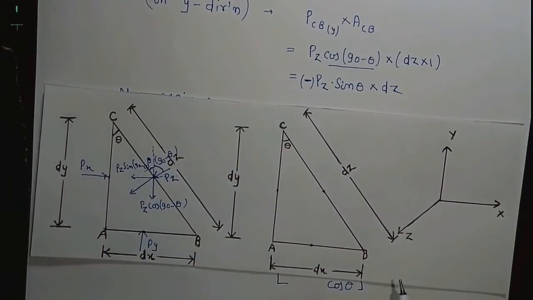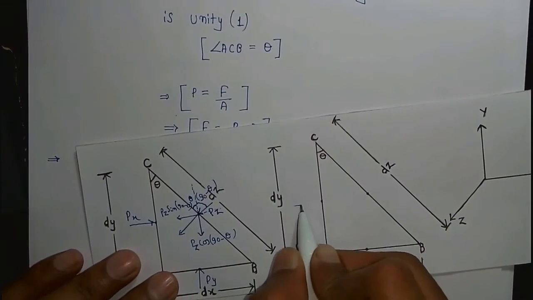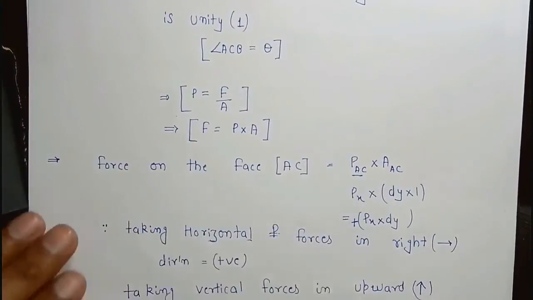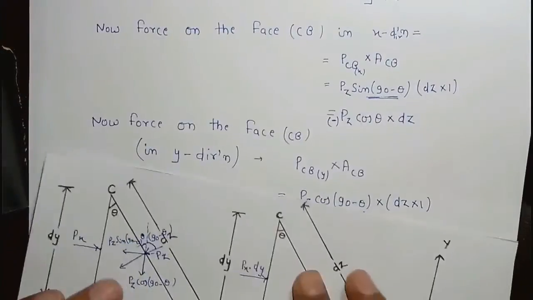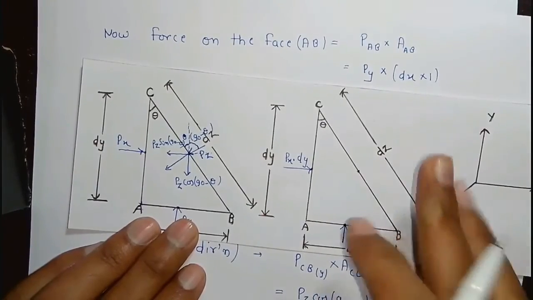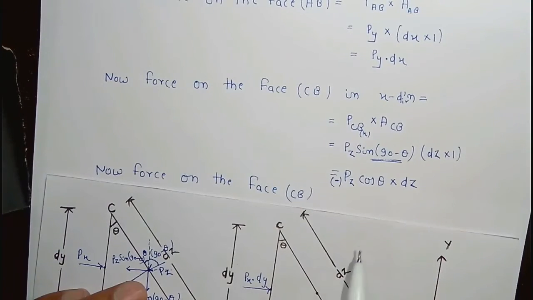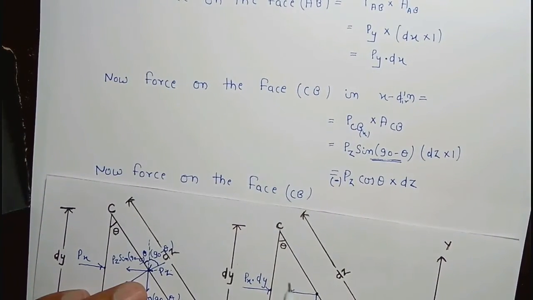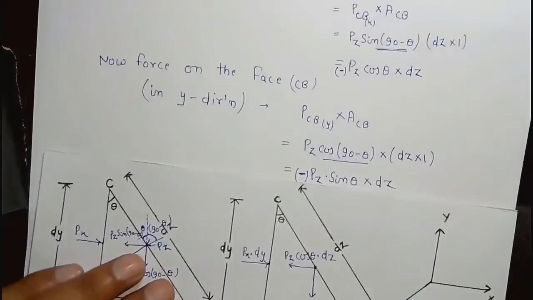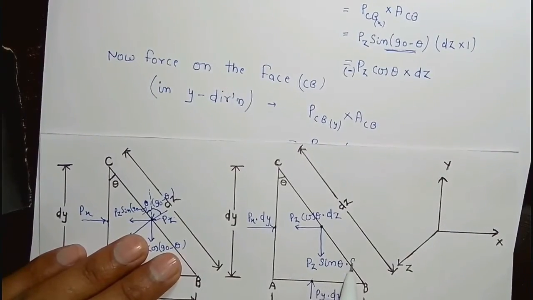Now for forces, force on face AC is Px dot dy, and force on face AB is Py dot dx. The force on face CB in x direction, because it is negative, will be in left direction, so Pz cos theta dot dz, and in y direction, because it is negative, it will be downward, Pz sin theta dot dz.